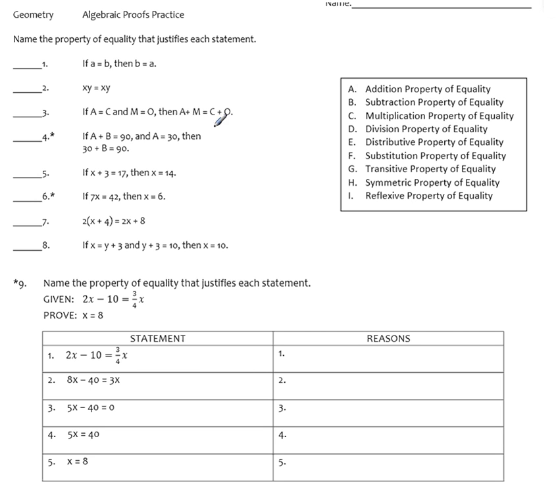All right, let's look at the first asterisk problem that we have on our worksheet. Number 4, we have if a plus b equals 90 and a equals 30, then 30 plus b equals 90. So basically you're trying to figure out what changed between the if and the then. The first part of the if statement said a plus b equals 90. The conclusion says 30 plus b equals 90.